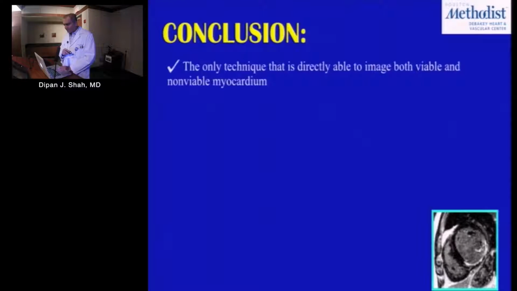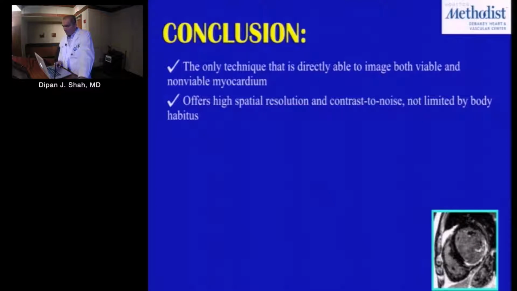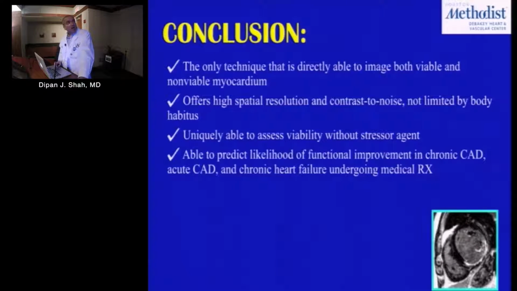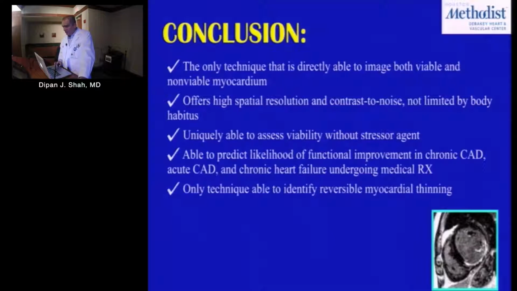So, let me wrap up here and conclude by saying, CMR, one of its strengths is it's the only technique that's able to image both the viable as well as non-viable myocardium. It gives you a high resolution spatial map with very high contrast to noise between the irreversibly injured myocardium and normal myocardium, and doesn't require the use of stress agents. In fact, it has the ability to predict improvement both in the chronic CAD setting, acute CAD setting, as well as in the medical setting, or in patients that are getting medical therapy. And it's the only technique that's able to identify reversible myocardial thinning.